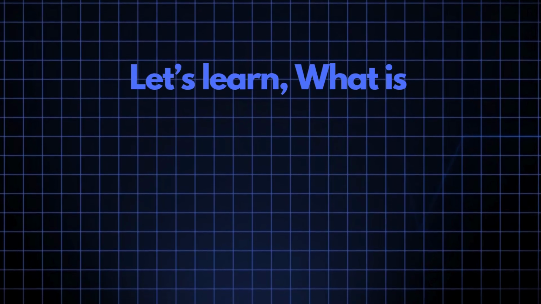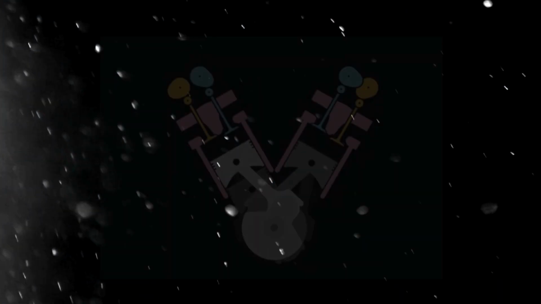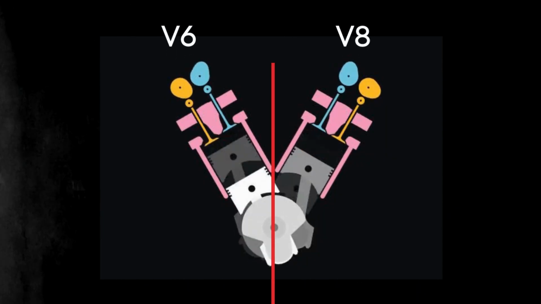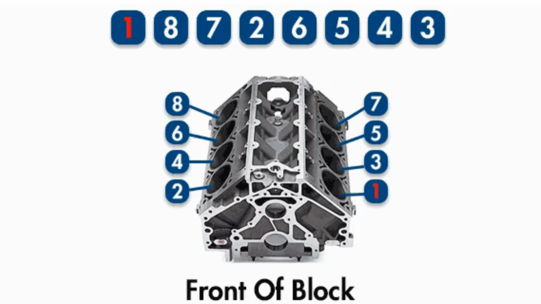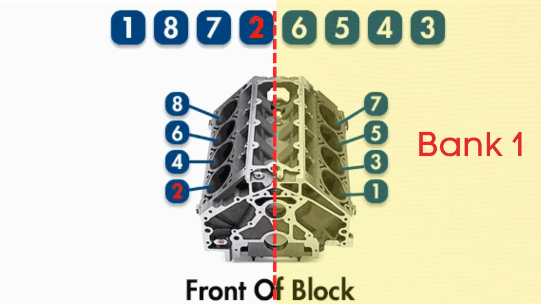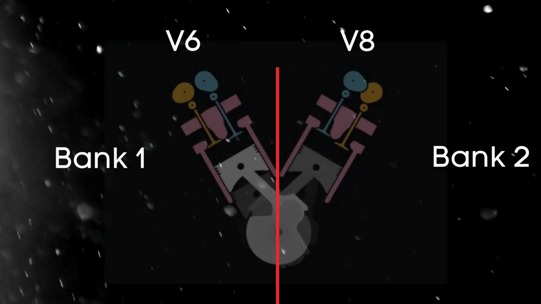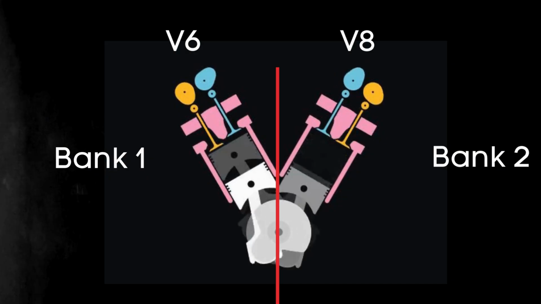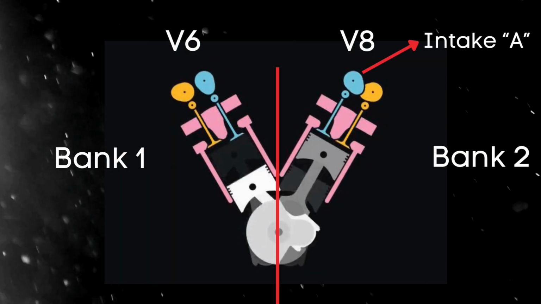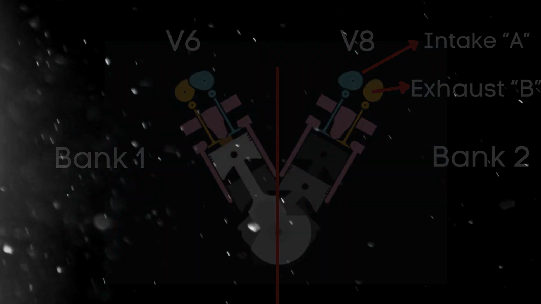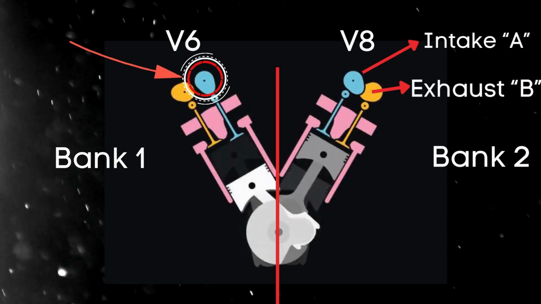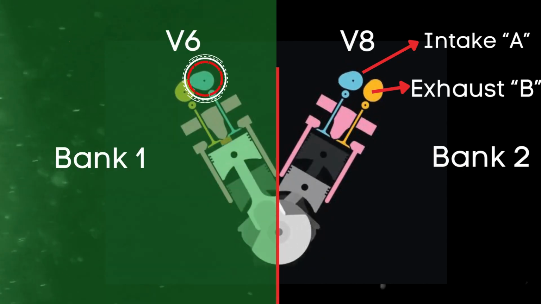Now, let's break down what the bank 1 intake camshaft actually is. In engines with multiple cylinder banks like V6 or V8 engines, you'll have two sides or banks of cylinders. Bank 1 typically refers to the side of the engine where cylinder 1 is located, and bank 2 is on the opposite side. For engines with dual overhead camshafts, DOHC, each bank has two camshafts, one for intake valves and one for exhaust valves. So when we talk about the bank 1 intake camshaft, we're referring to the camshaft that controls the intake valves on the side of the engine where cylinder 1 is located.